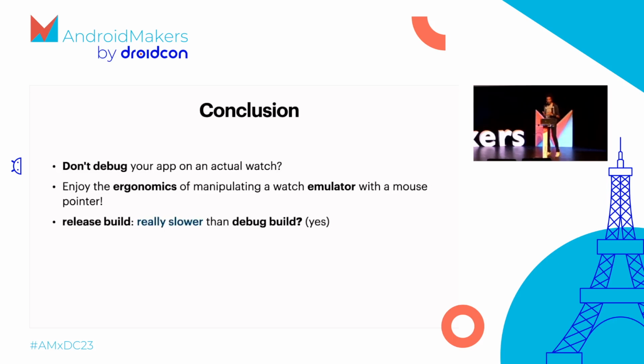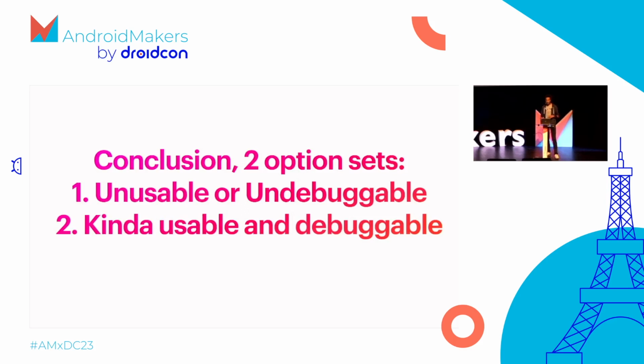Or you can go with a release build, but is it really slower than debug builds? Yes, especially as you already pay a bunch of time for installation, depending on the watch. Some are quite fast, but release build, I think, is usually slower than the debug build. So you have two option sets. Either it's unusable or undebuggable, or it's kind of usable and debuggable.